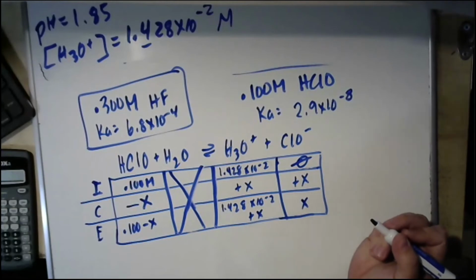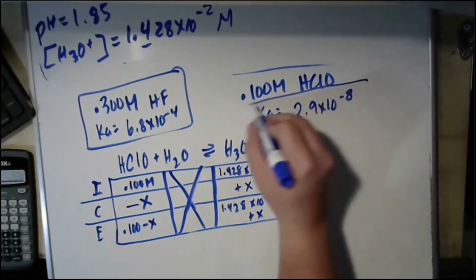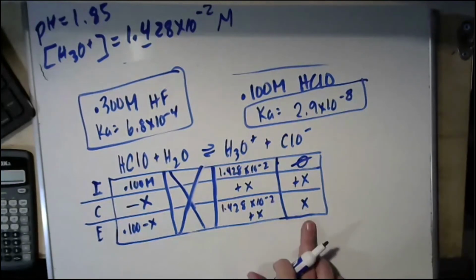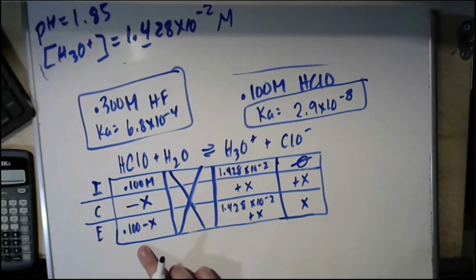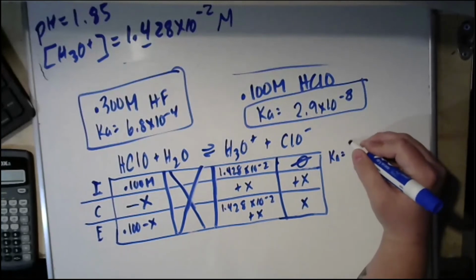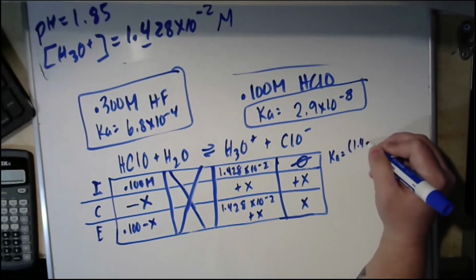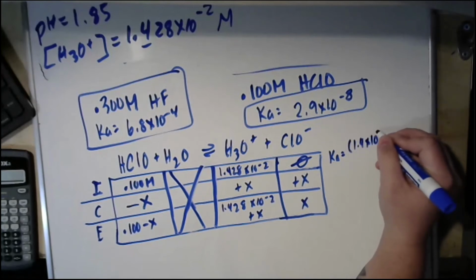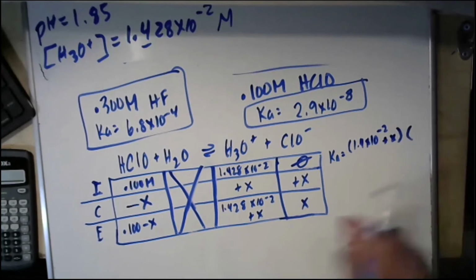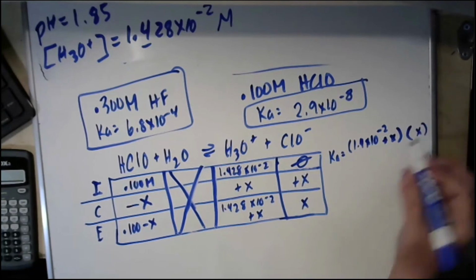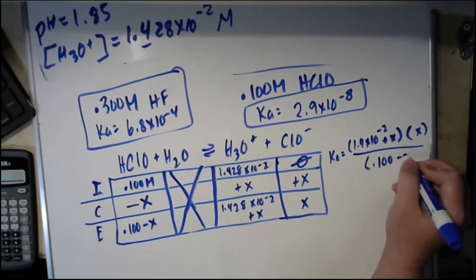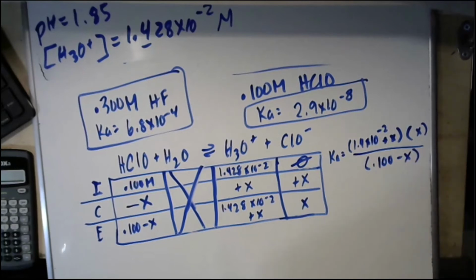Okay, my K expression, remember I'm going to use my K value for my HClO here. It's going to be products over the reactants raised to the coefficients. So it's going to be 1.4 times 10 to the negative 2 plus X, times X, divided by 0.100 minus X.